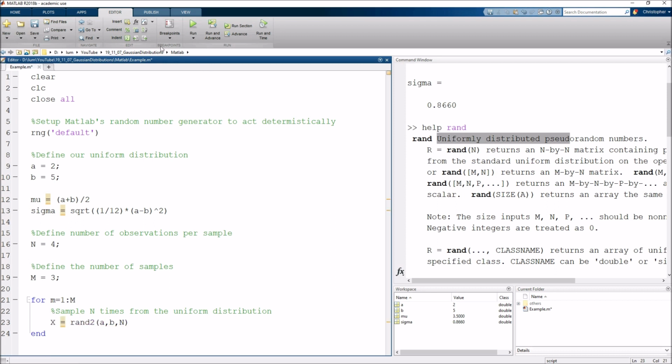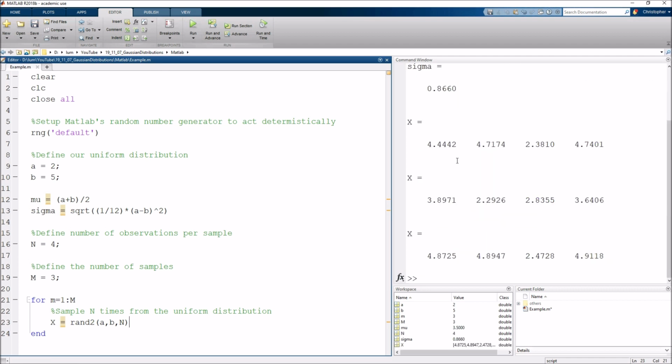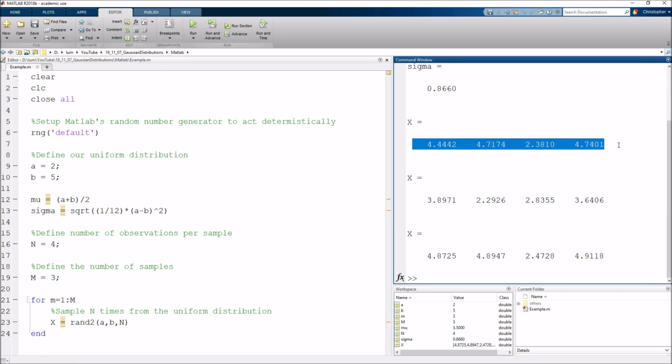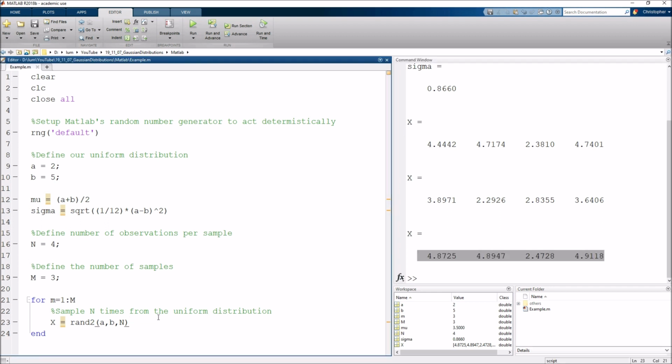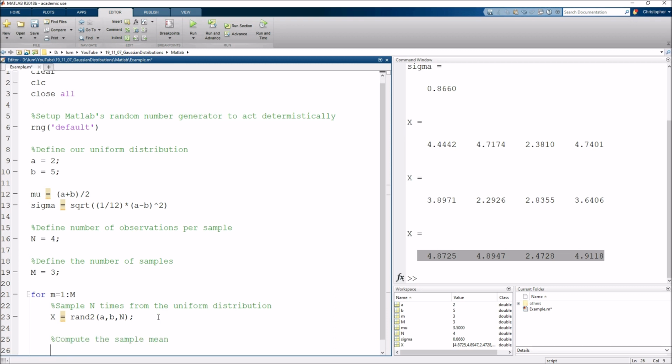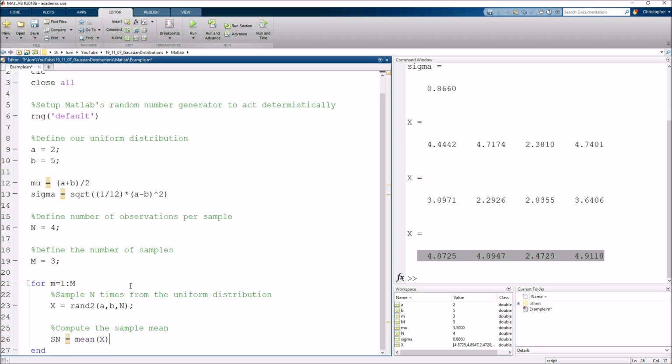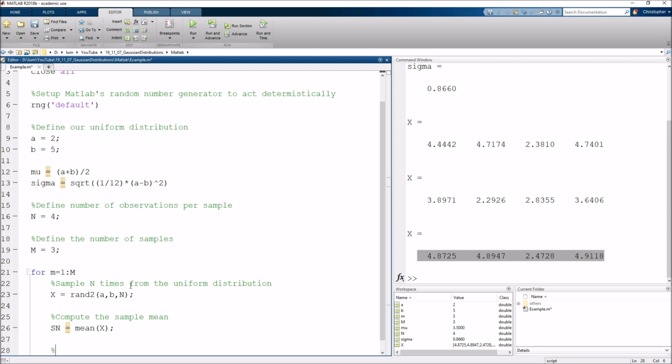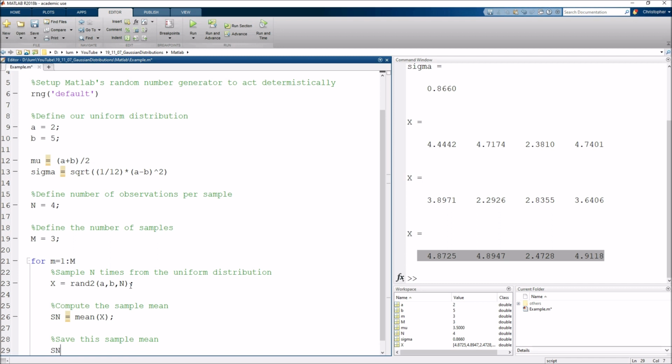If I leave off the semicolon and run this, you can see that here's sample number 1. I think these are the numbers we wrote on the board. And then here's sample number 2, and here's sample number 3. Great, so the next thing we would like to do is add that semicolon back, and then compute the sample mean. So I'm just going to say mean of x. This is what we called Sn, or I guess S4. And finally what we should do is save this sample mean. So I'm going to make a container, let's call it Sn data sub m, that just gets Sn.